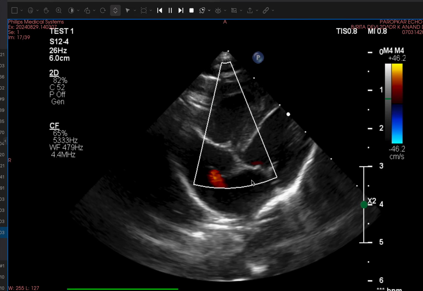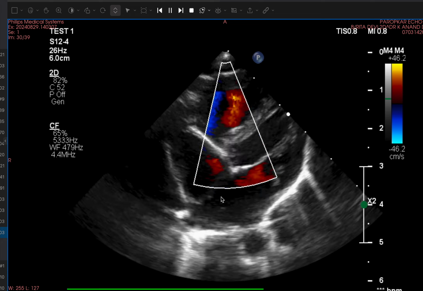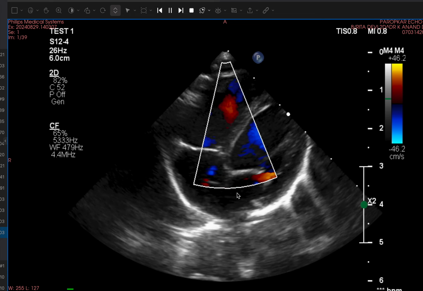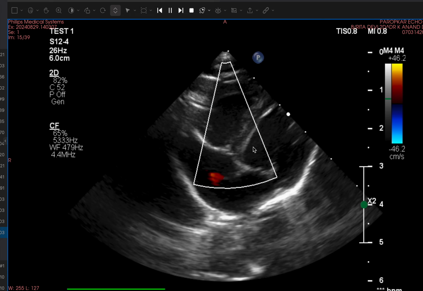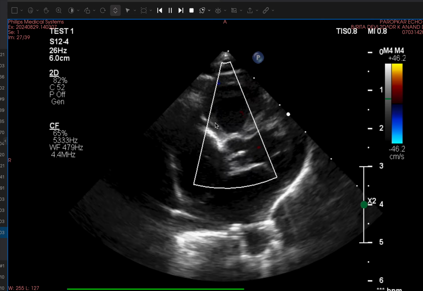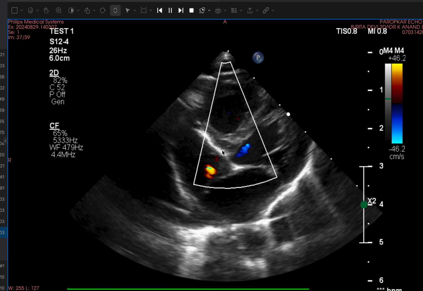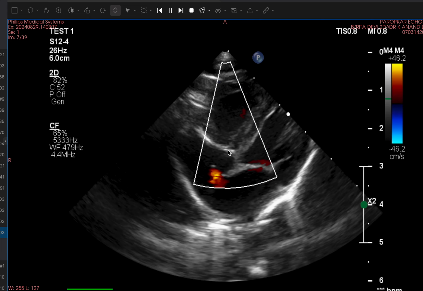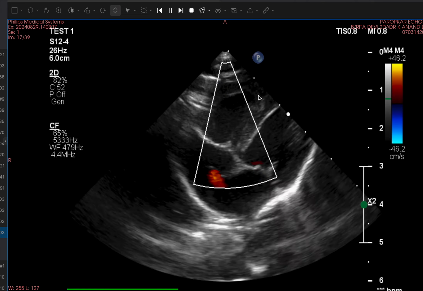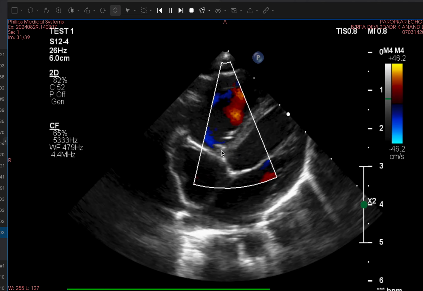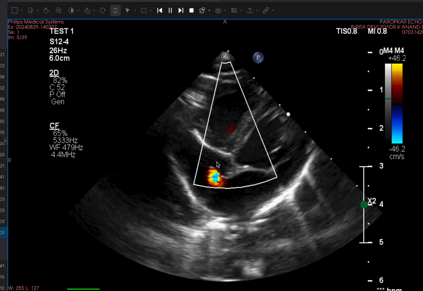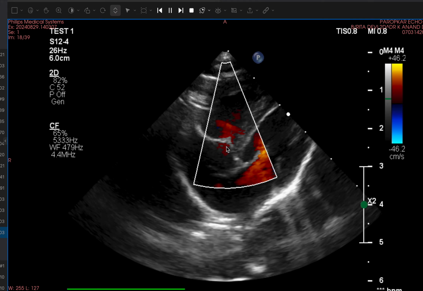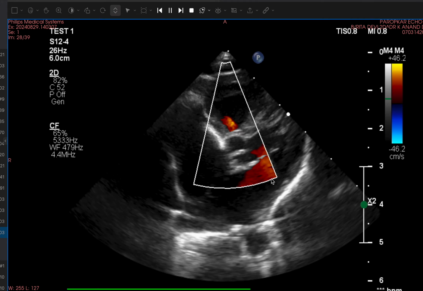This is modified apical 4-chamber view. You can easily find out. This is left atrium and this is left ventricle, this is right atrium and this is right ventricle. So you can see this tricuspid valve is more close to apex. So tricuspid valve is almost always close to apex compared to mitral valve.